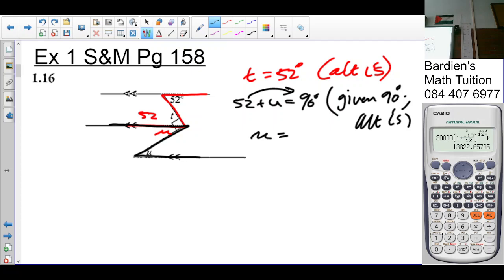Alright, so U is equal to 90 minus 52. And what's 90 minus 52? 38 degrees.